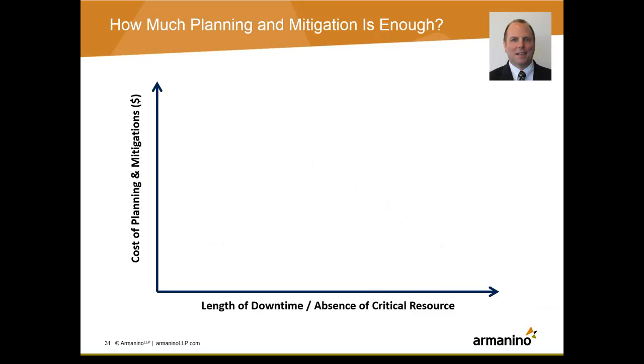So this graph kind of helps pictorially lay that out. On the x-axis here, we have the length of downtime or the absence of the critical resource. So it's a factor of time. And on the y-axis, we have dollars. This first line here, the red line, represents the loss related to a disaster. So on the left-hand side, if we're down for a minute, people are probably going to blink, scratch their head a little bit and keep going. If we're down for a day, there's a certain level of impact to the company measured in dollars. And obviously, the farther out you go, that line grows exponentially. So you can see that visually here.